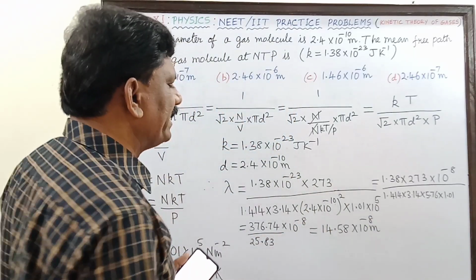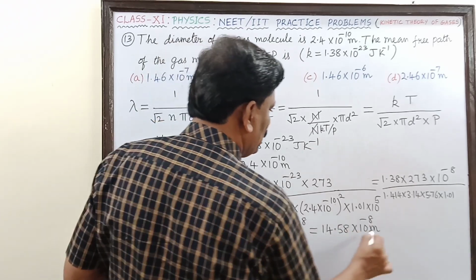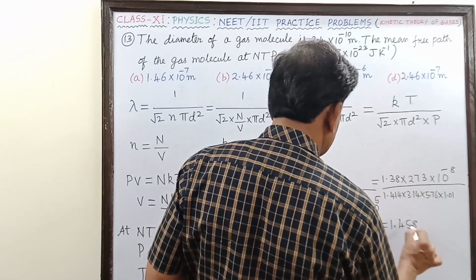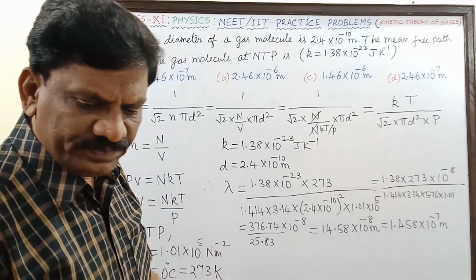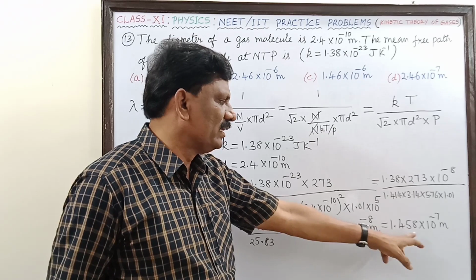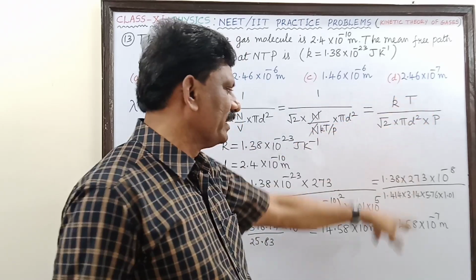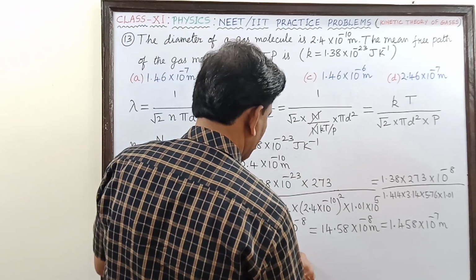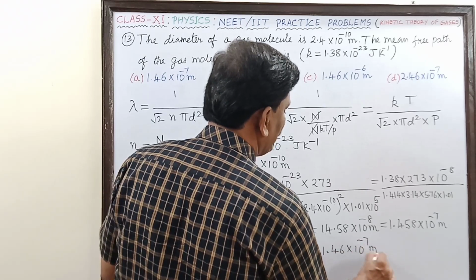Now to adjust the powers I can shift this decimal to the left and reduce the power. So this also can be written as 1.458 into 10 to the power of minus 7 meter. Now we can round up the digits. After 4, this 5 can be taken as 6 because here all answers contain the digit 6. Now I can round off. 1.458 can be written as 1.46. Therefore lambda is now equal to 1.46 into 10 to the power of minus 7 meter.